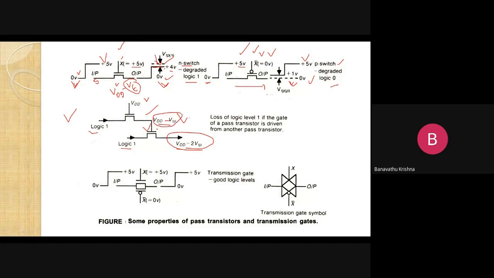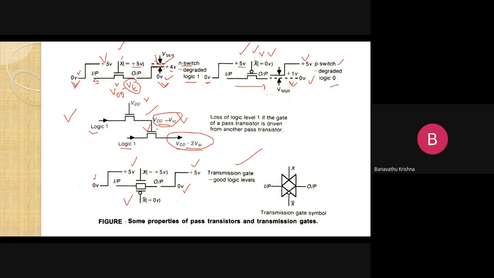So I want to go with one more technique, the transmission gate. Here the PMOS and NMOS pass transistors are connected in parallel, like this. For 5 volts the NMOS is in the on condition, and for 0 volts the PMOS is in the on condition. So in this case there is no degradation of the input and output signal. Input is 0, output is also 0. Input is 5 volts, output is also 5 volts.